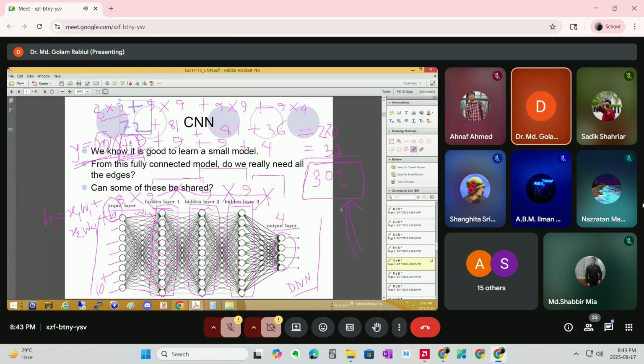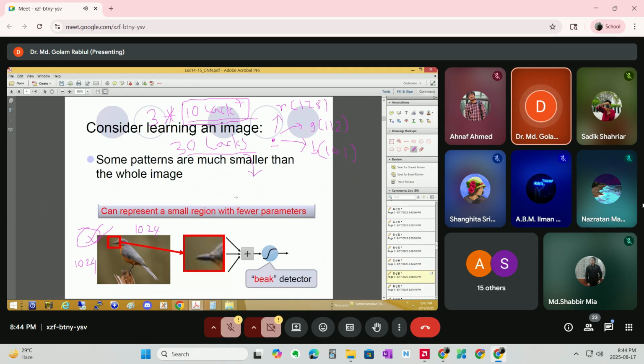So that's why we have to think about whether all these connections are necessary or not. Or we can say in another way, how can we reduce the number of connections or number of weights? So initially we can think about the convolutional neural network and how it will reduce the number of parameters to learn. At first, we want to discuss it.